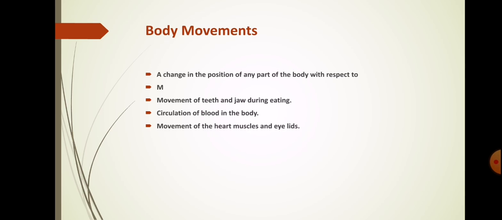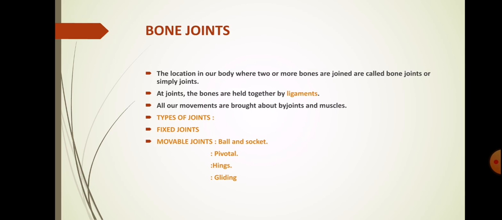This happens because in our body there are joints of two or more than two bones. The location where two or more bones are joined is called a bone joint, and because of these bone joints only, we are able to move. Our body has flexibility because of the bone joints. It may be called a bone joint, or simply a joint.